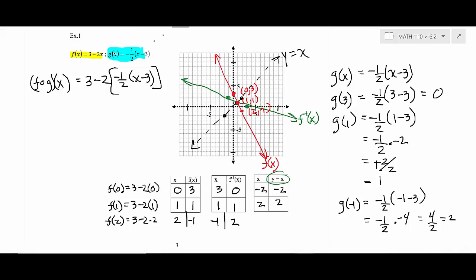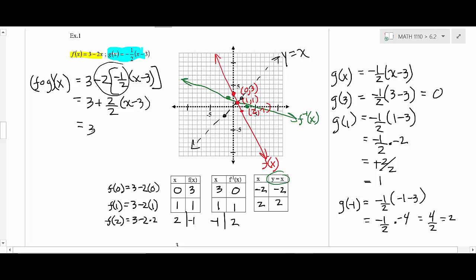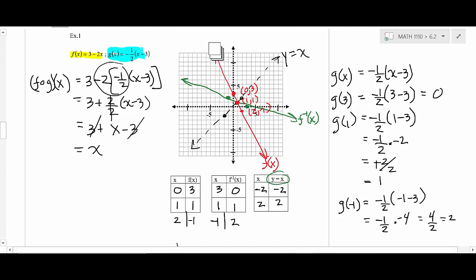So what will happen here is you can do this. This would be 3 plus, and if you multiply that out, that's going to be 2 over 2 times x minus 3. It's a negative times a negative, that's why it's plus 2 over 2. So that's going to be 3 plus, that cancels out, x minus 3. The 3's cross out. That's going to be x. Okay? I'm going to erase this, and we're going to do this backwards. Now let's do it backwards.